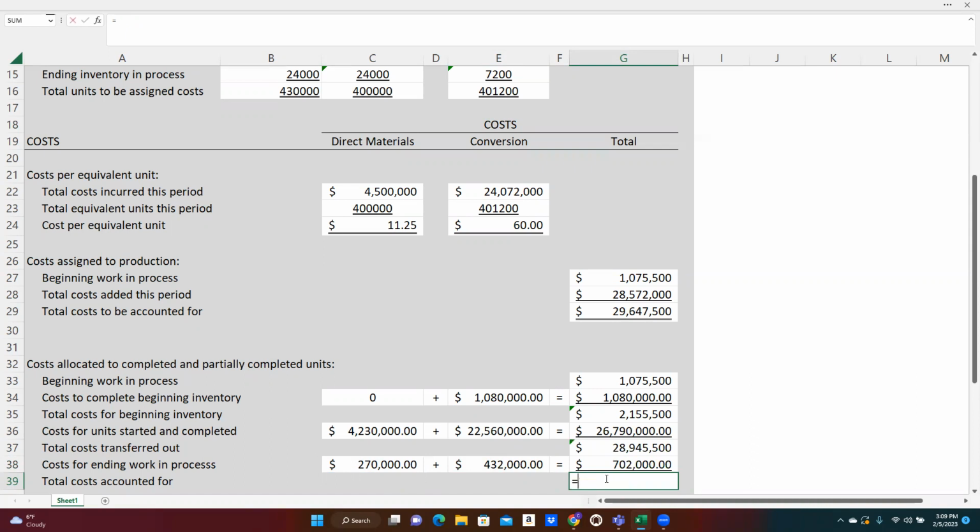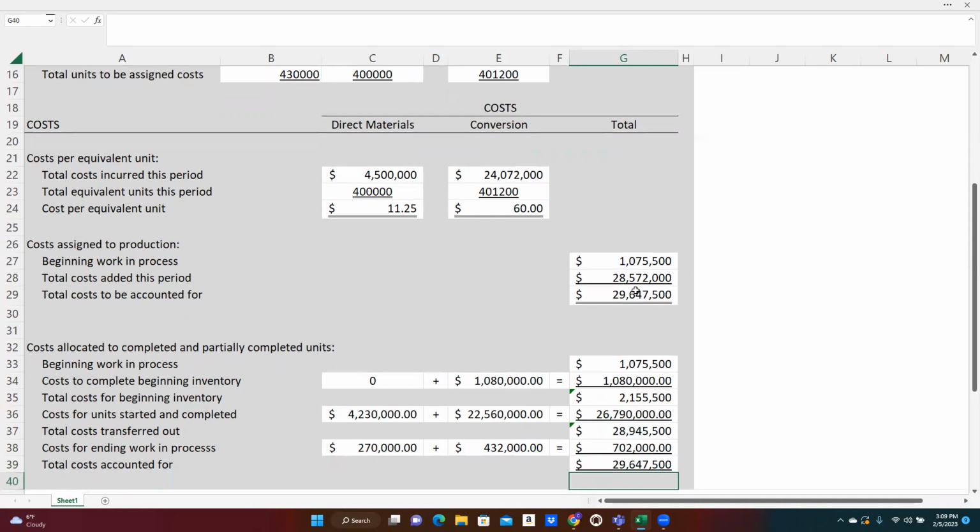And so our ending inventory has a total cost of $702,000. And now I'm just going to check myself, make sure that those two numbers do add to that number we had here from the intermediate step. And yes, it does match. And so I feel pretty confident that we have completed this calculation, this template correctly.